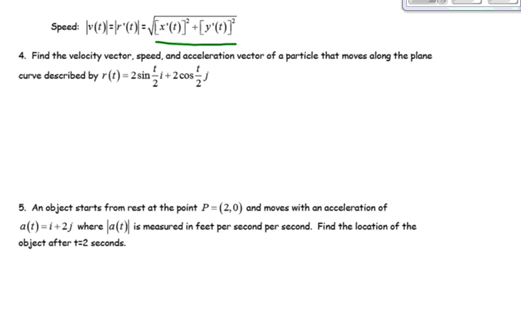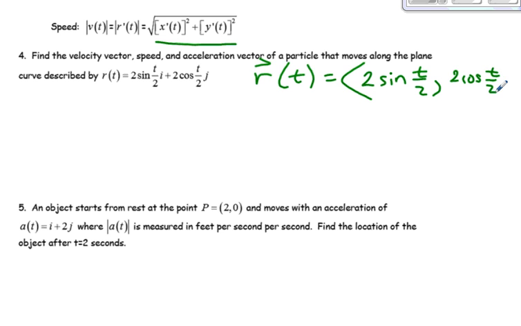So find the velocity vector, the speed, and the acceleration vector of a particle that moves along that vector value function. So again, this is using ij's, but you can easily convert that to the component form by just saying that's 2 sine of t over 2 and 2 cosine of t over 2. Okay. Again, typically I don't think I've ever seen the ij form actually on the AP test. I've almost always seen it as a component form.